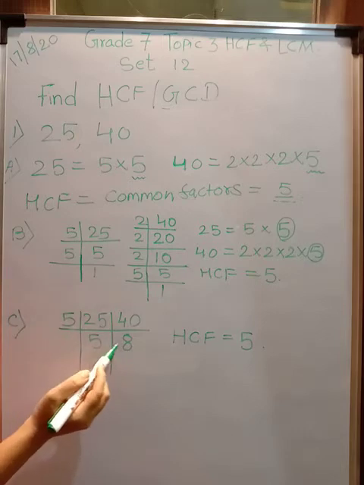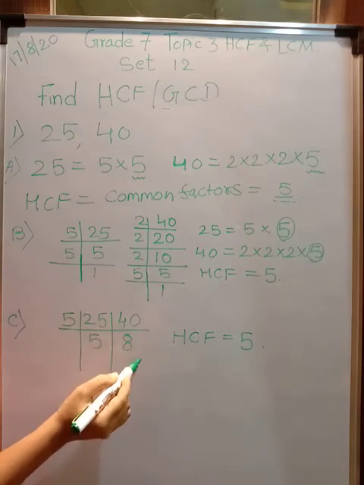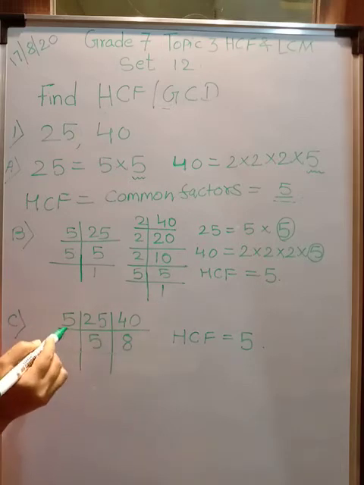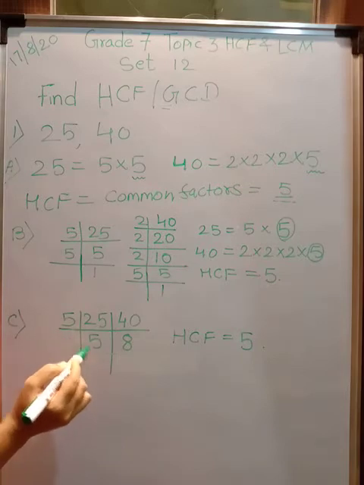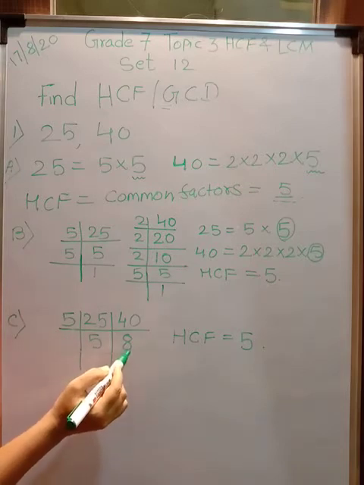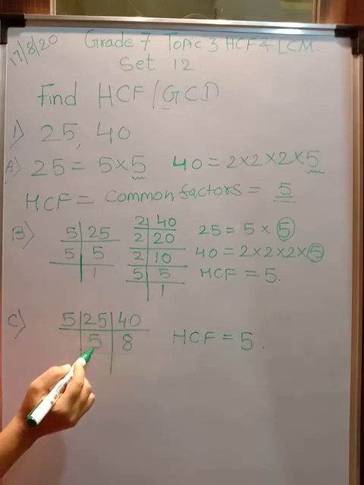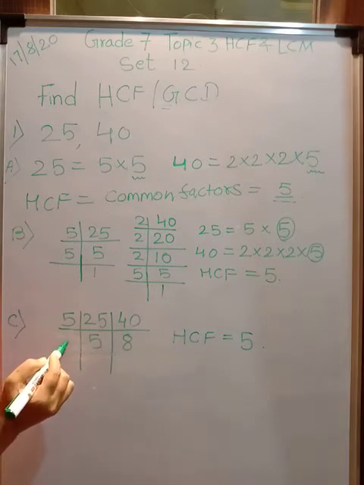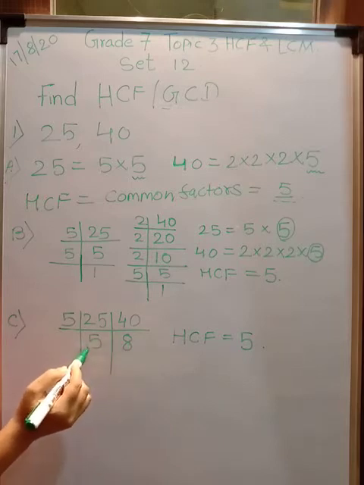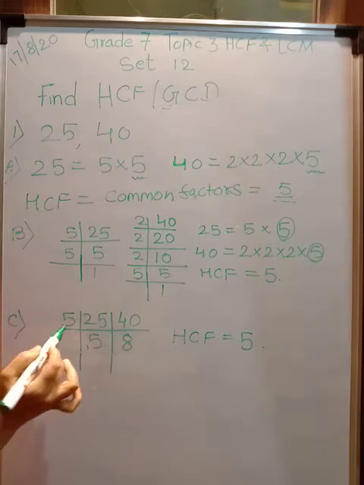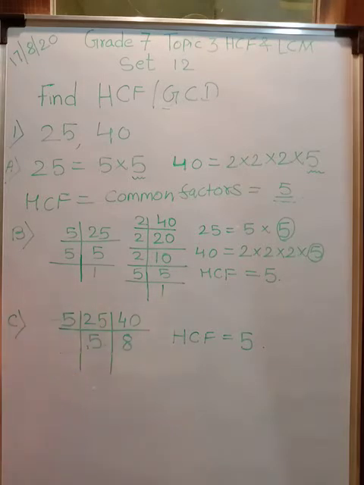So 5 5s are 25 and 5 8s are 40. Again, can it be divided? If you start over here, 5 will be divided by 5, but it can't divide 8. If you choose 2, 2 will be dividing 8, but it can't divide 5. So there is not a single number now which can divide both these numbers. So I have to stop here. And my HCF in this case is this number, 5. I hope 3 methods are clear.